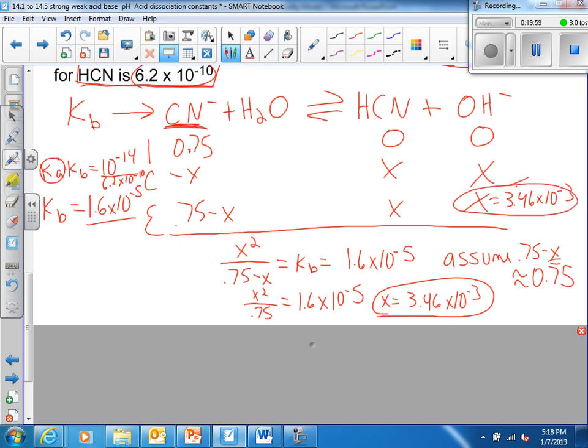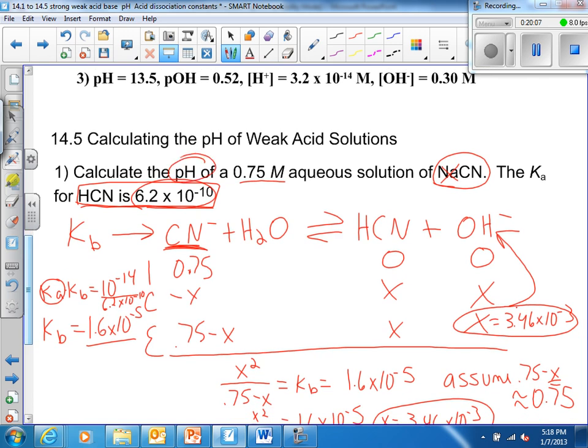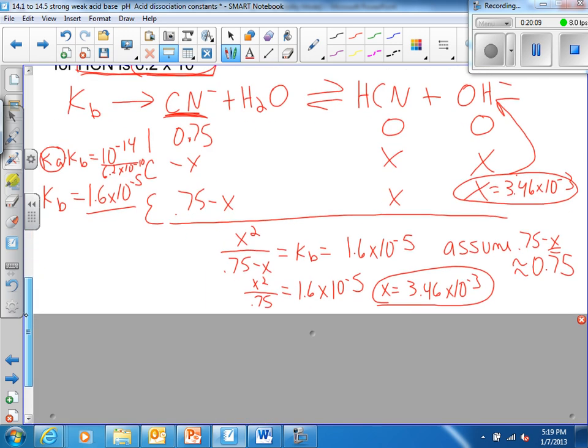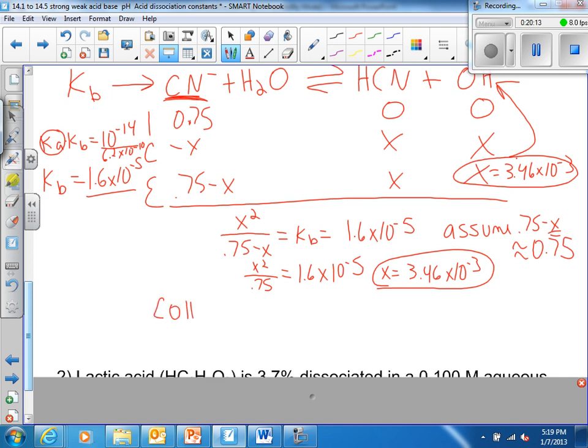And I note this up here. Note that is my OH minus concentration. And what did the question ask for? Find the pH. I've got to be a little careful now. So I've got to find the pH. I know that OH minus is 3.46 times 10 to the negative 3.